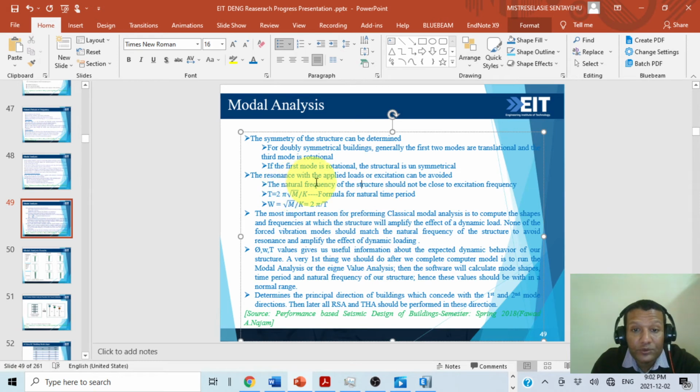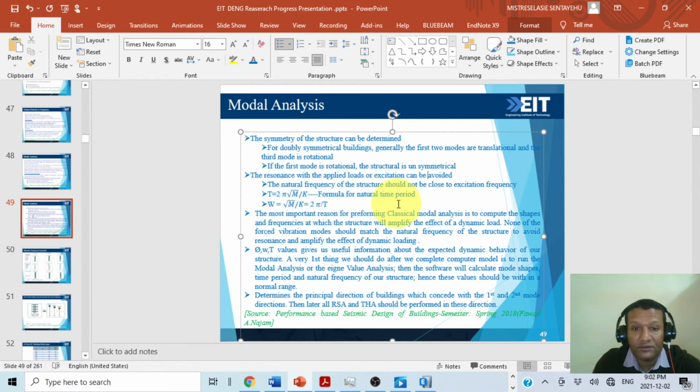Resonance with the applied load or excitation can be avoided, because once we apply any loading, the fundamental time and natural frequency should not be close to the time and natural frequency of the excitation. If it happens, then we have a danger of resonance. The natural frequency of a structure should not be close to the excitation frequency. Yes, any excitation frequency should not be close to this one.